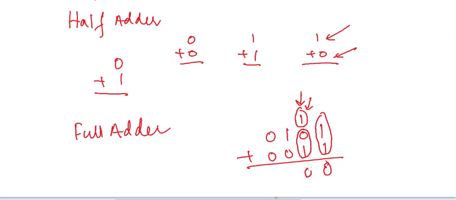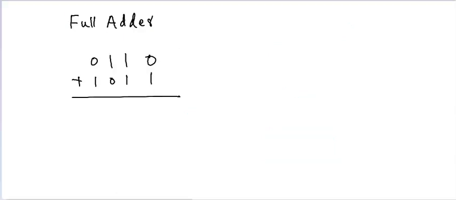This would result in a 0 here and another carry, and once again in this case we need another 3 bits. So the calculation is not always limited to 2 bits. Sometimes we have to add 3 bits together to get to the result, right? So the full adder takes into account this consideration.